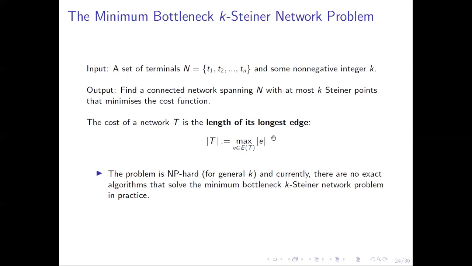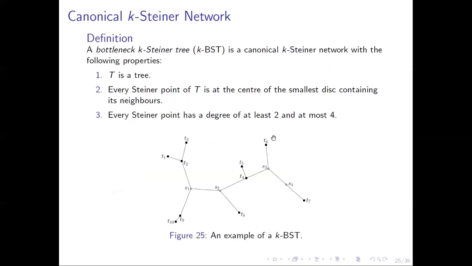So it turns out you can get optimal solutions that have things like cycles and other undesirable properties. So instead, we're going to focus our attention on a particular set of solutions. In general, you'll have an infinite set of solutions, and our aim is to focus on the solutions which satisfy certain properties. So we define a bottleneck k-Steiner tree, or a k-BST, to be a tree that satisfies these properties, which we'll go through.